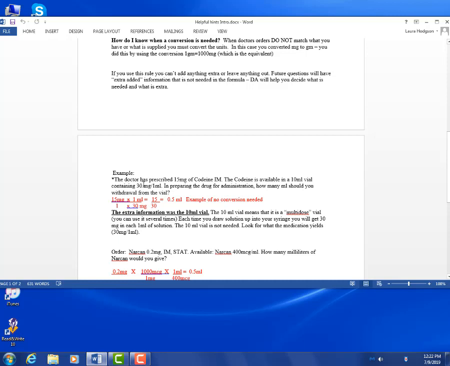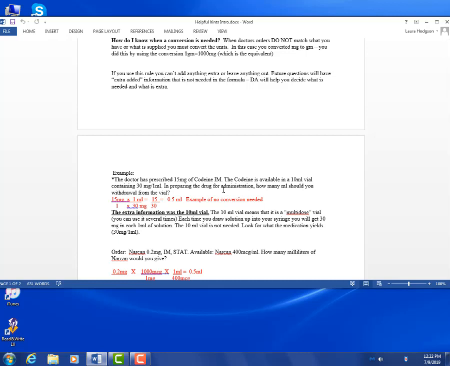The doctor ordered, or the doctor has prescribed, 15 milligrams of medication. The medication is available in a 10 milliliter vial containing 30 milligrams in 1 milliliter. So what that means to you right now is that you have the doctor's order, you have a vial, and you also have what is in that vial. So every milliliter that you pull out of the 10 milliliter vial has 30 milligrams. In preparing the drug for administration, how many milliliters would you withdraw from the vial?